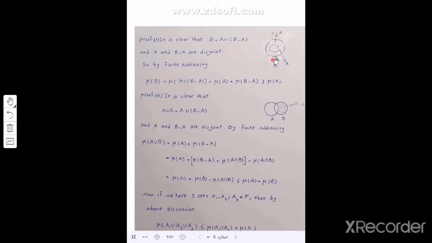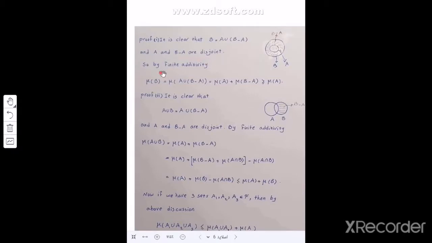By assumption, A is a subset of B. Let A be this small circle, and B is the bigger circle containing A. This section is B minus A. By this shape, it is clear that B, the bigger circle, is equal to A, the small circle, union B minus A, B difference A. And it is clear that A and B minus A are disjoint sets.